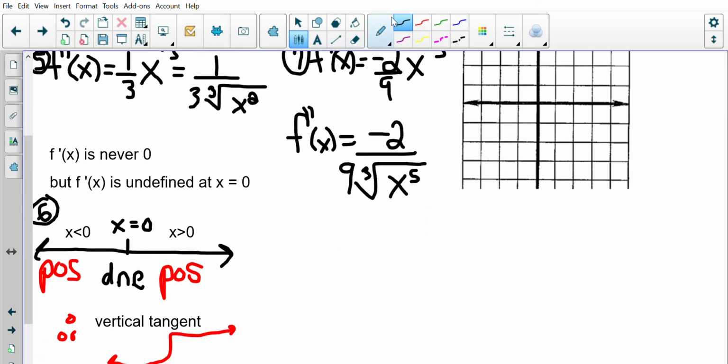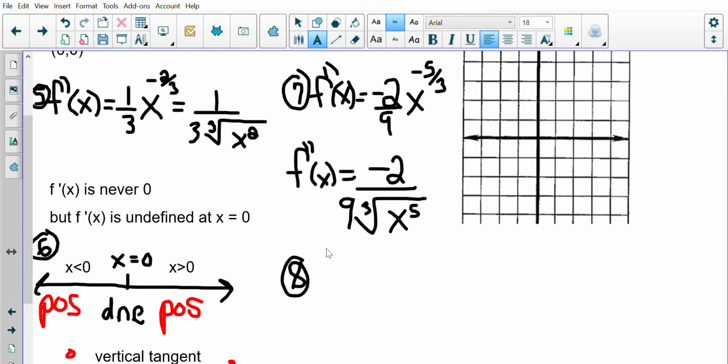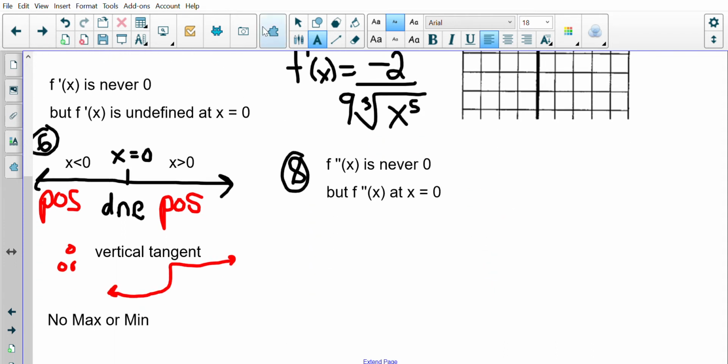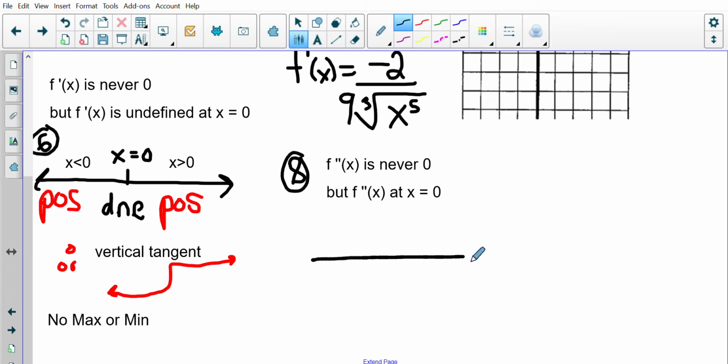All right. Then we get to number 8, finding critical numbers for our double derivative. And again, with this one, the numerator is negative 2. So our double derivative is never 0 as well. But just like the original derivative, it's undefined at x equals 0. So that is a spot that's important, could be a possible point of inflection. All right, so just like I did with the single derivative, I'm going to do the same idea with the double derivative. All right, so our critical number for the double derivative, again, is x equals 0.